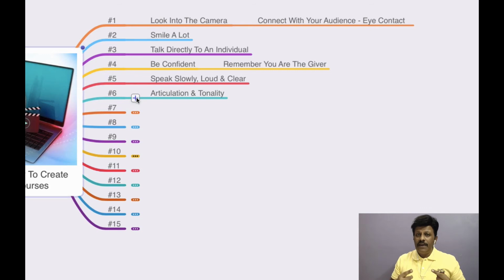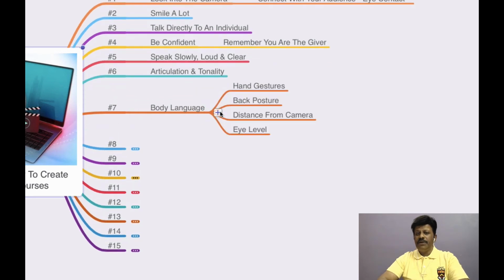Articulation and tonality. The same information said differently is taken differently, right? So articulate. Tonality. After visual and body language, the next most important thing in communication is the tonality, not the content. Content comes third. How you say what you say matters. Body language. Don't be too aggressive. At the same time, you need to be confident.